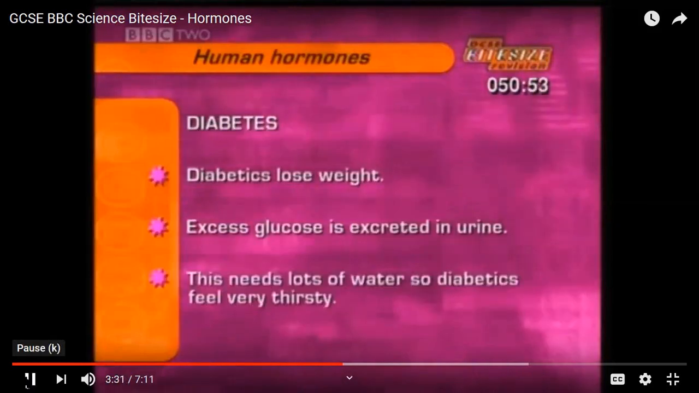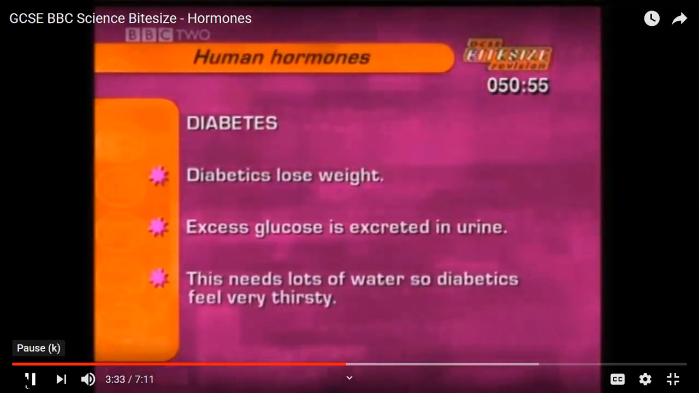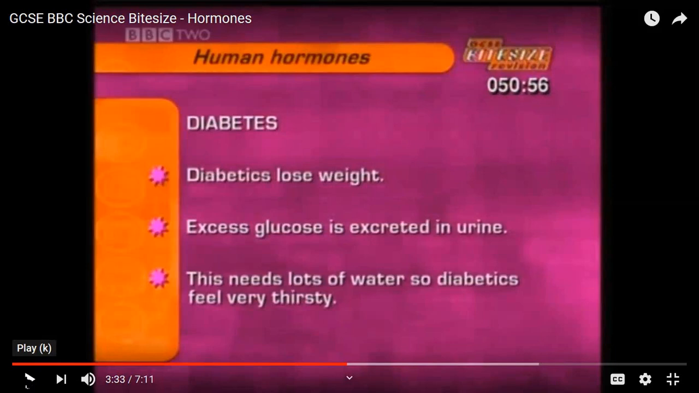This needs a lot of water, so diabetics feel very thirsty. A diabetic should drink a lot of water because they're urinating a lot. Because to urinate, you need water to get the sugar in there, because sugar dissolves in water. So if you're a diabetic, or if someone you know is a diabetic, the advice for them is to drink water.